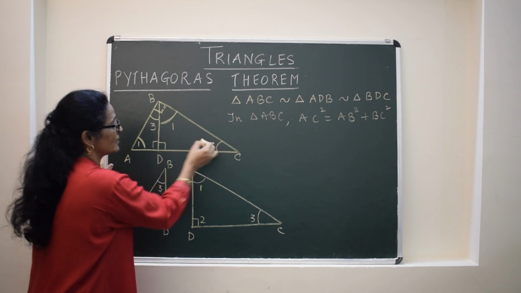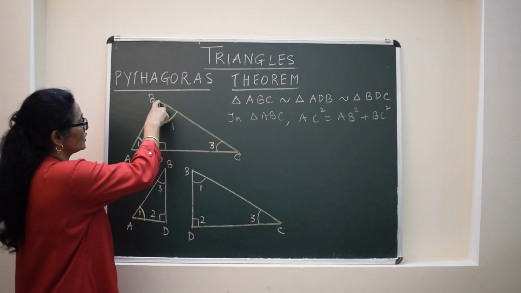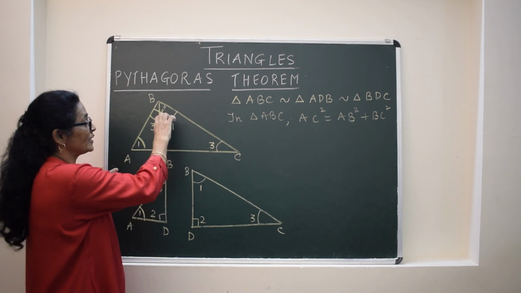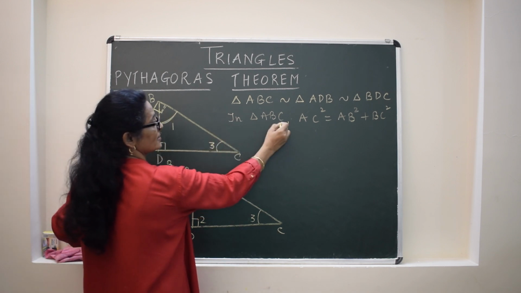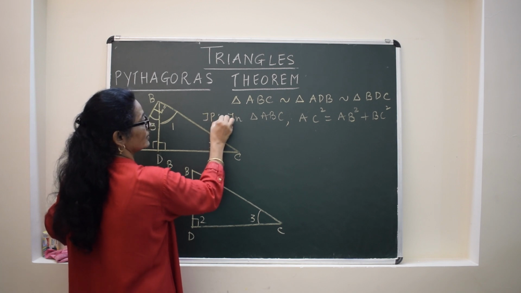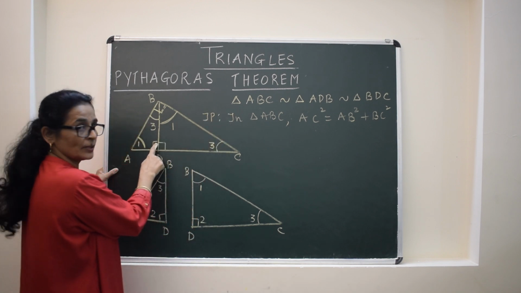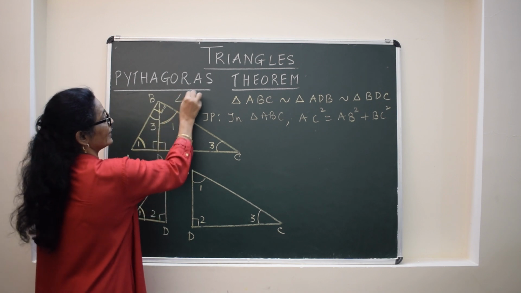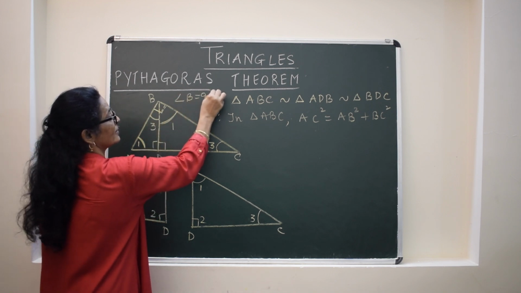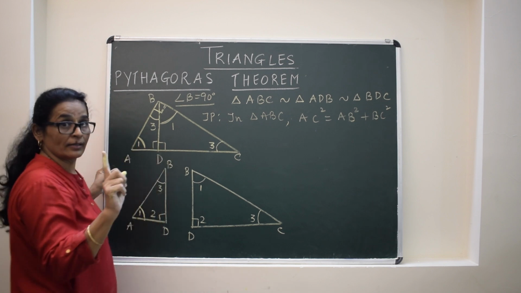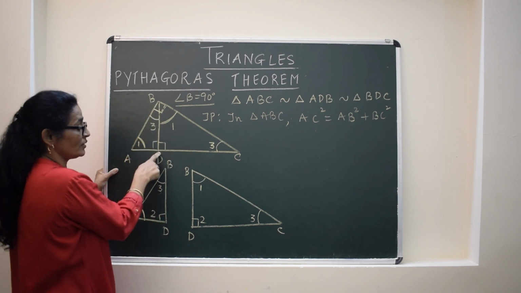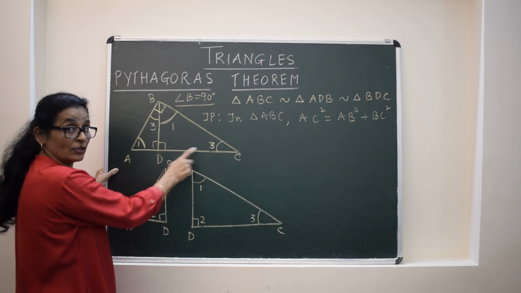So for that, our construction will be what? Drop a perpendicular from B to AC, that is BD. That will go, this is to be proved. Okay, and what is given to us? That a right angle triangle ABC, right angled at B. This is given to us. Now we have done one construction, and when we do the construction, that construction BD is perpendicular to AC.